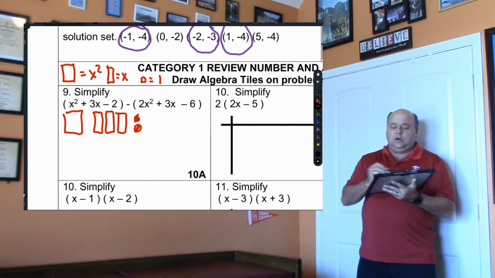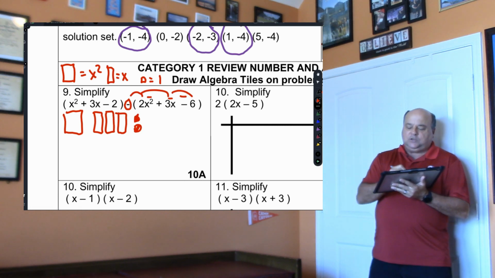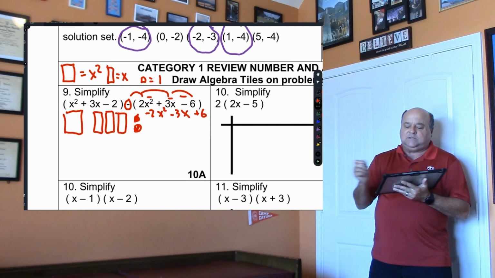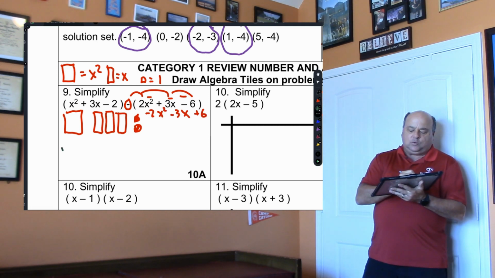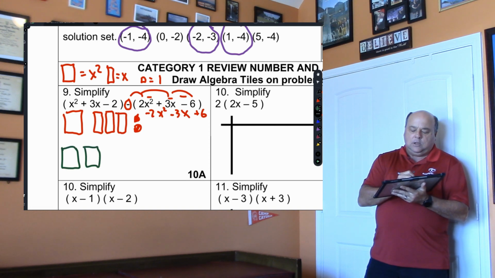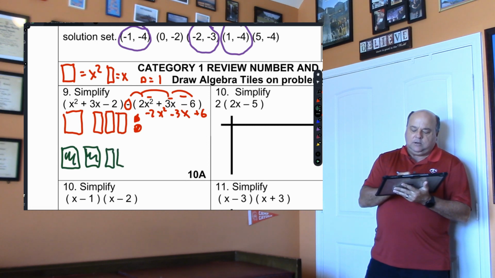Now the key here is this minus. That minus is going to switch these signs. So on this one, we'll have -2x squared minus 3x plus 6. These are the shapes we need to draw. Negative 2x squared would be two big squares, but they would be shaded. And then we have minus 3x, so we need three shaded rectangles.